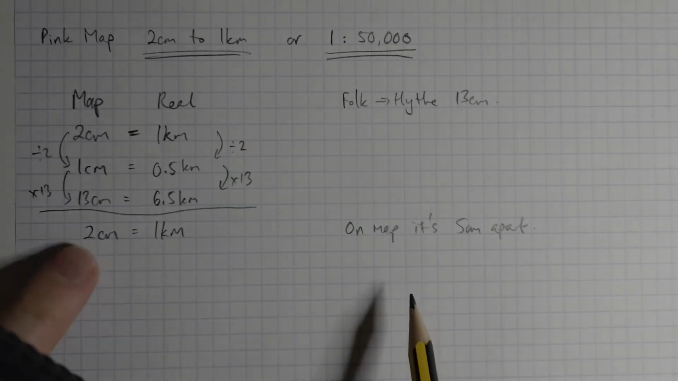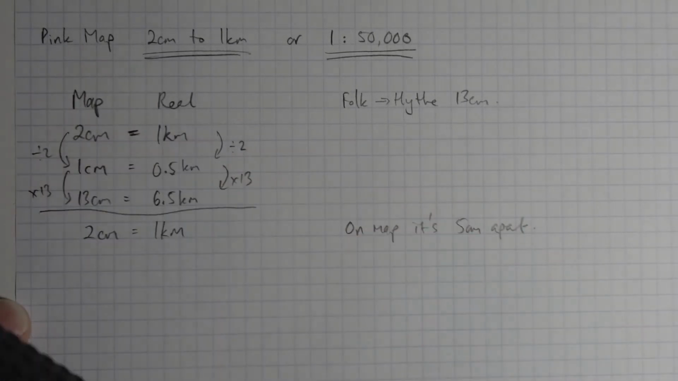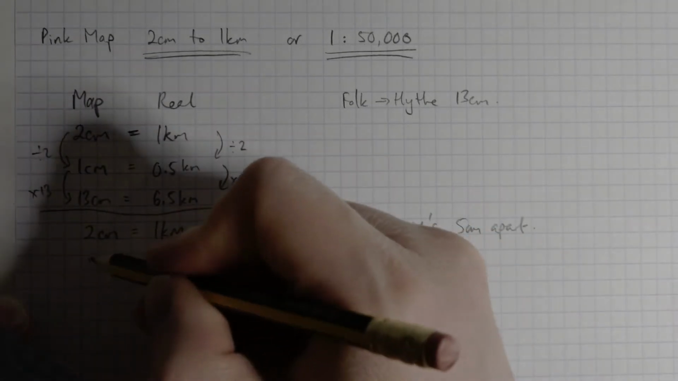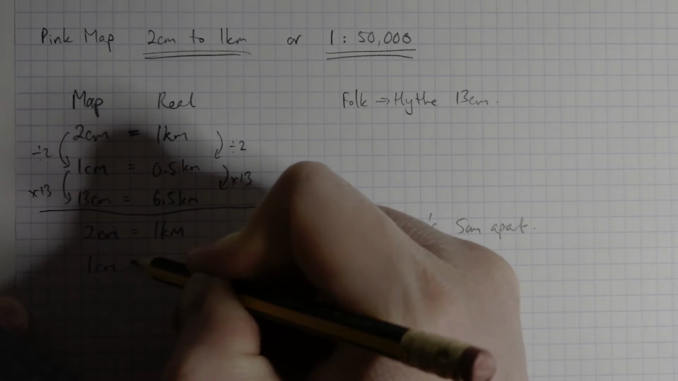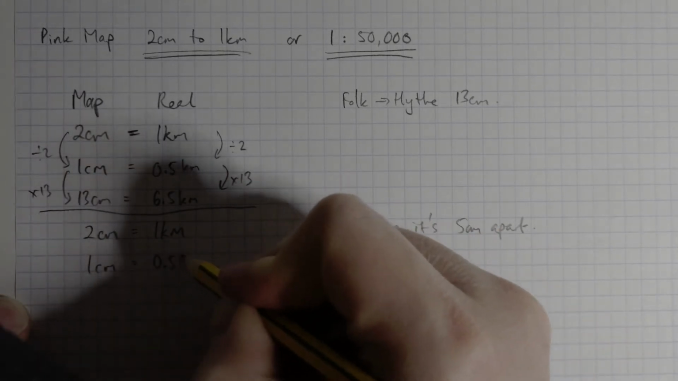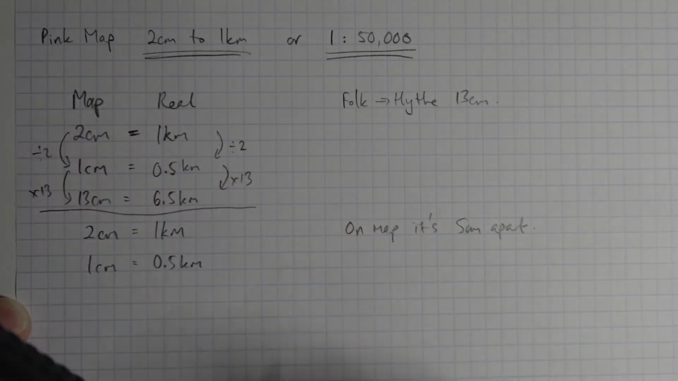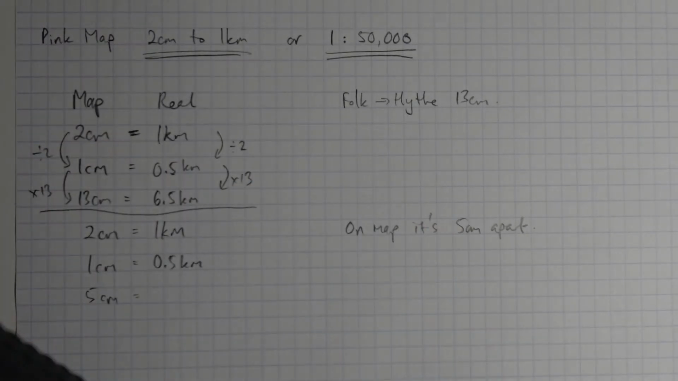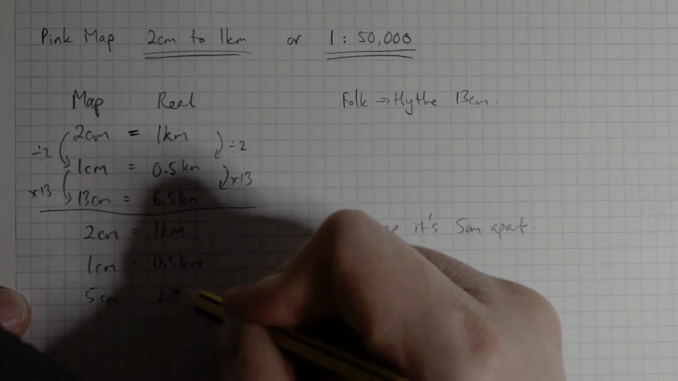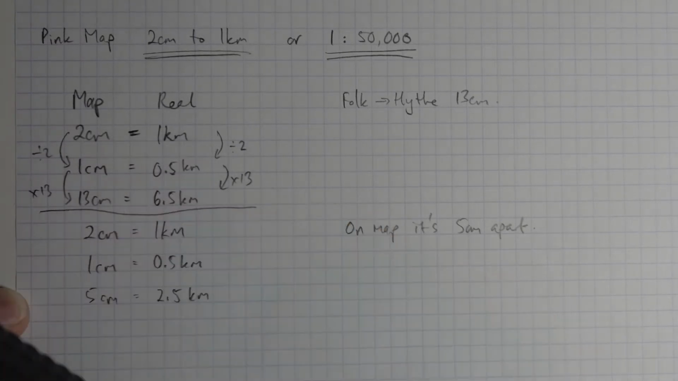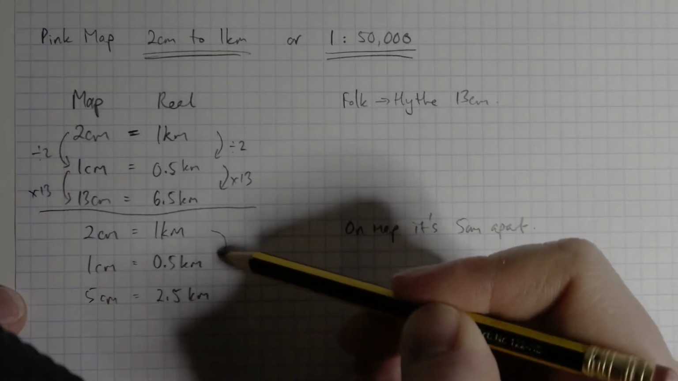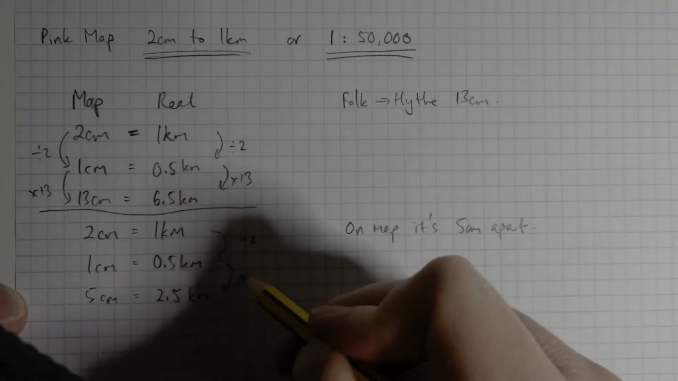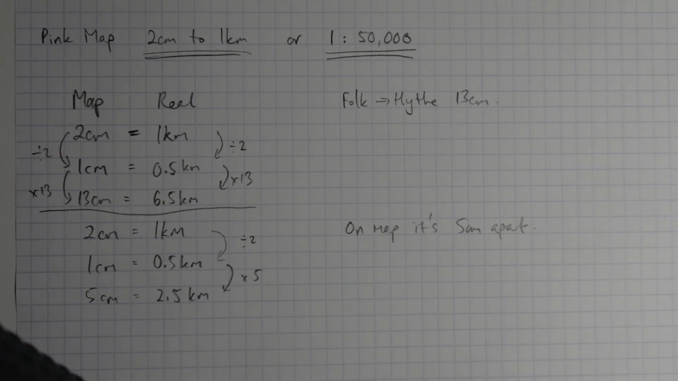I want this to say 5, but it's difficult to get from 2 to 5 directly. So let's divide both sides by 2, first of all. That gives us that 1 centimeter is half a kilometer. And then I can times both sides by 5 to work out that something that's 5 centimeters on the map is actually 2.5 kilometers in the real world. So I divided both sides by 2 to get from here to here, and then multiply both sides by 5 to get from here to here.